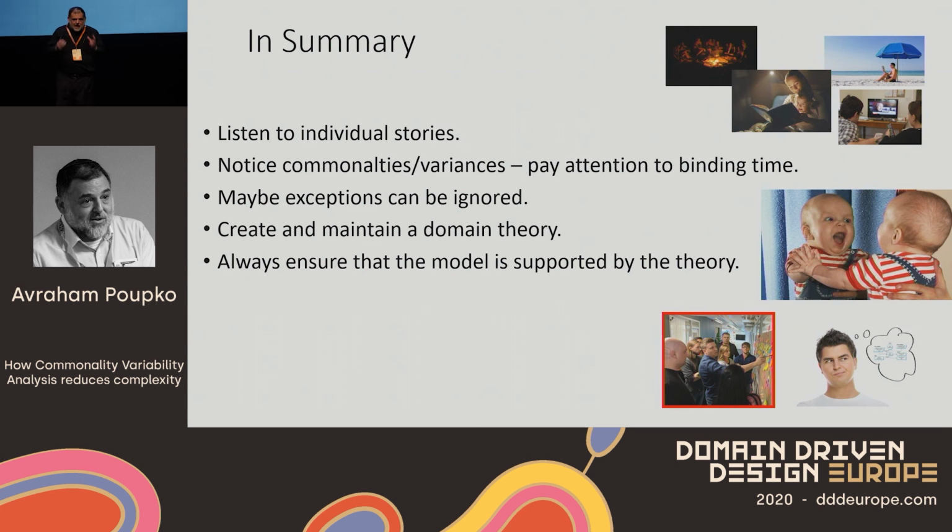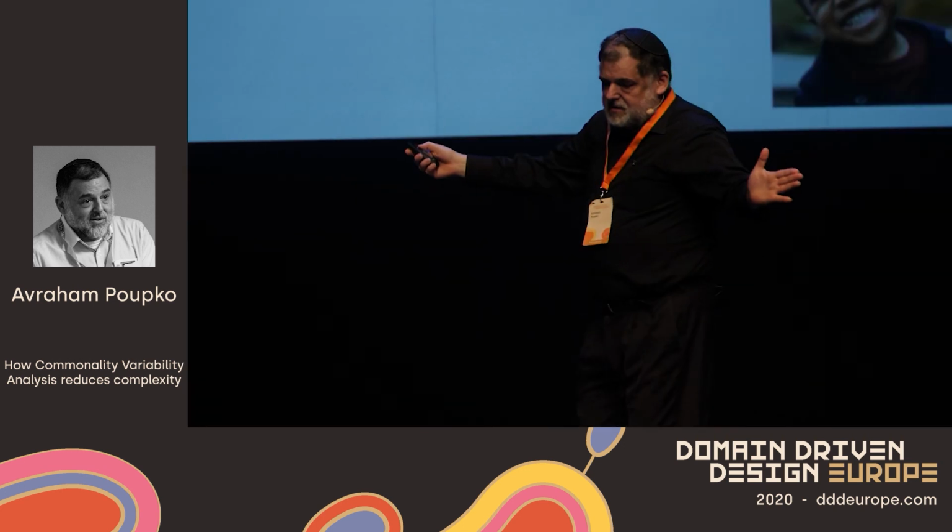Create your theory. Allow yourself to have a theory, and don't attempt to make everything explicit. Not everything can be made explicit. And ensure that your model is supported by the theory. So as you're modifying the model, ask, am I changing my theory? And if I am, be explicit about that. Say, I'm changing the model because I'm actually changing my understanding. And that's it. And of course, you should smile.